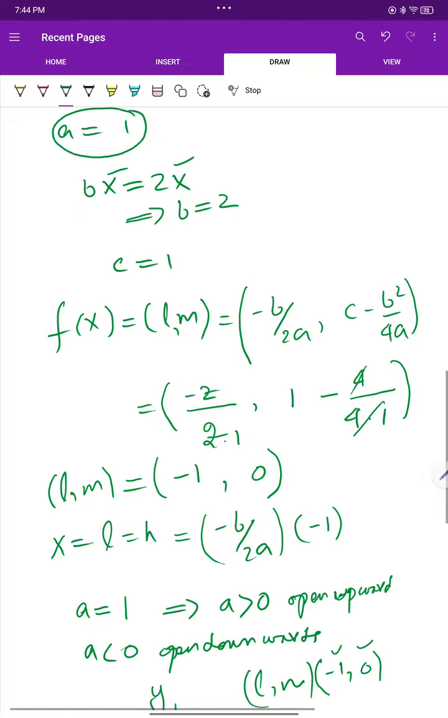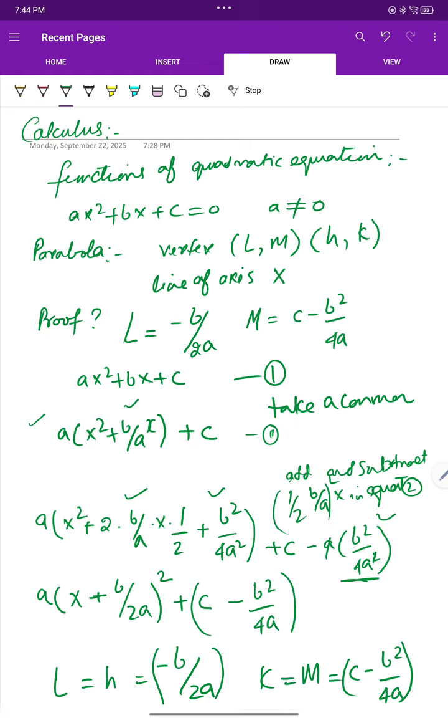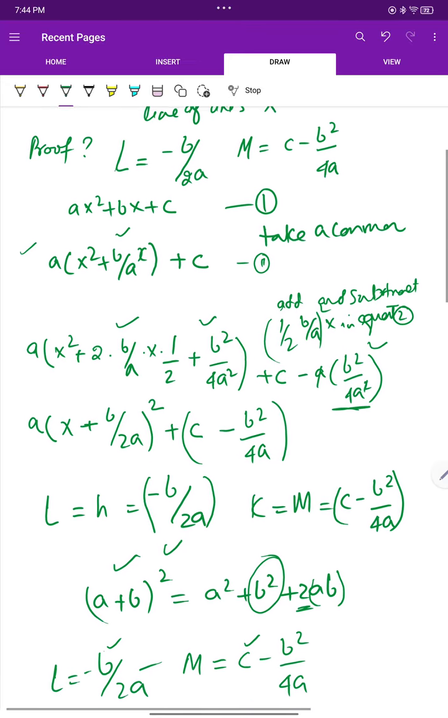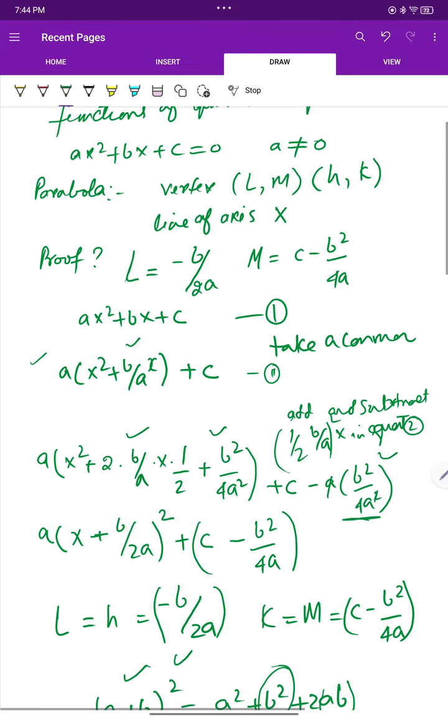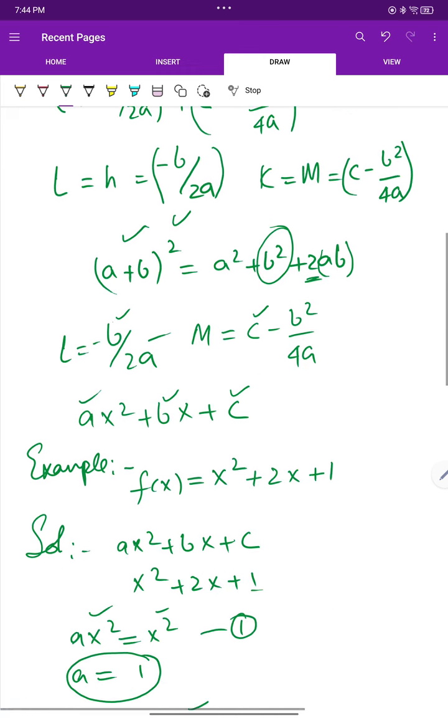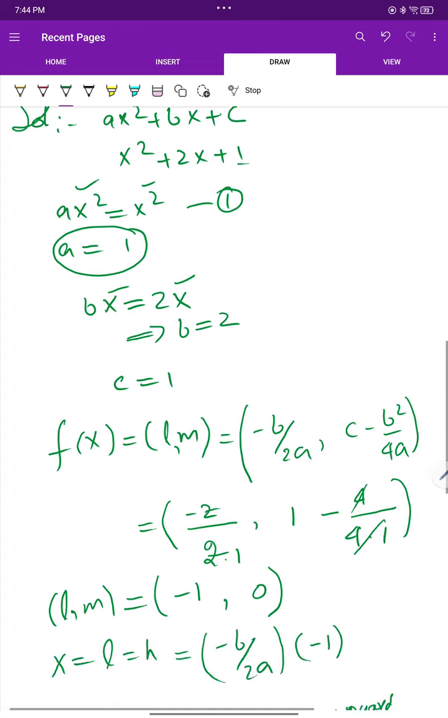So now you guys understood. It's actually what you need to remember. You need to remember the vertex. It comes in derivative and integration, and in the parabola section in the graphs. So L and M are H and K. The vertex of a parabola is equal to minus b by 2a, and c minus b square by 4a in the quadratic equation. So you can do it directly from the function here, and then you can draw the further values also.